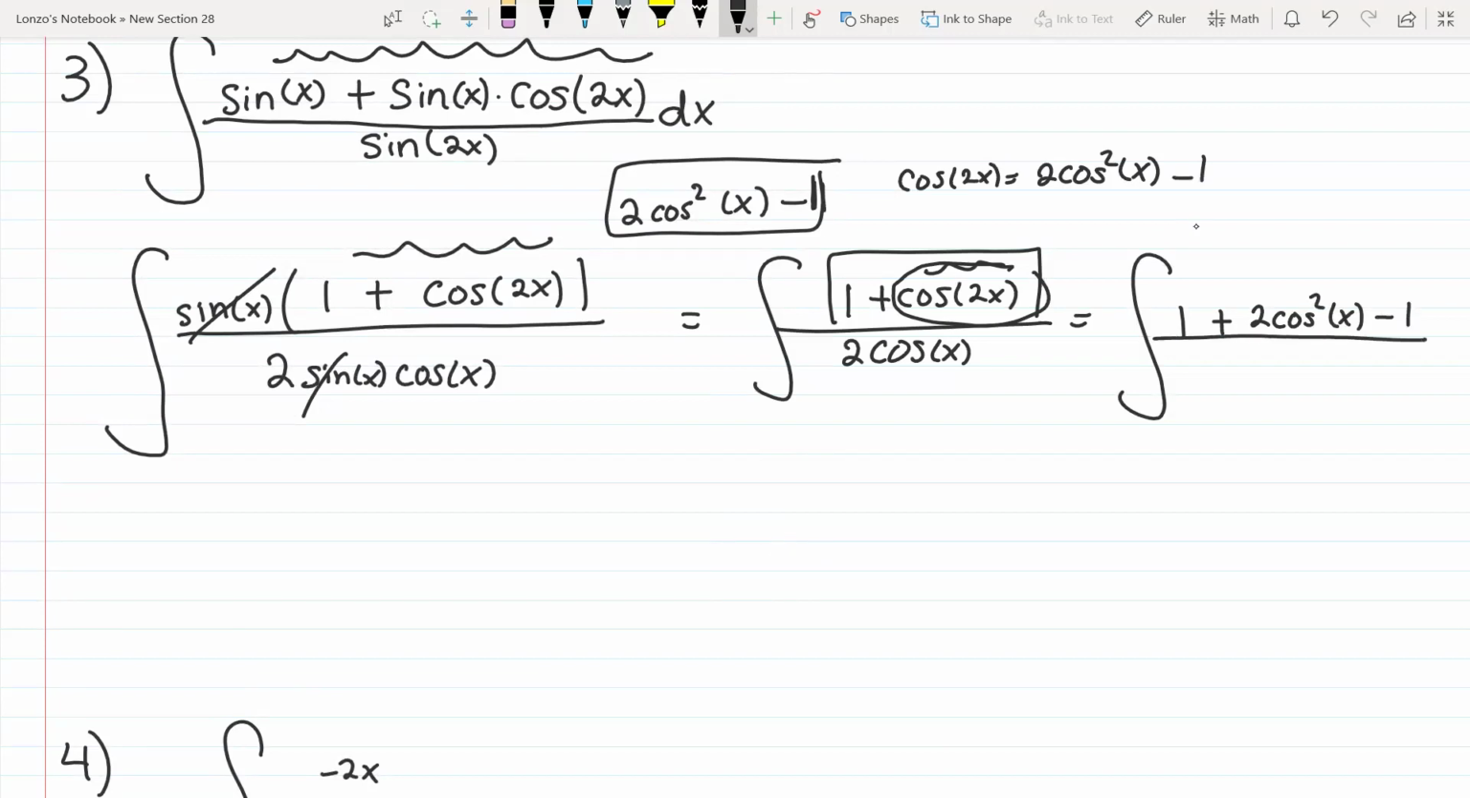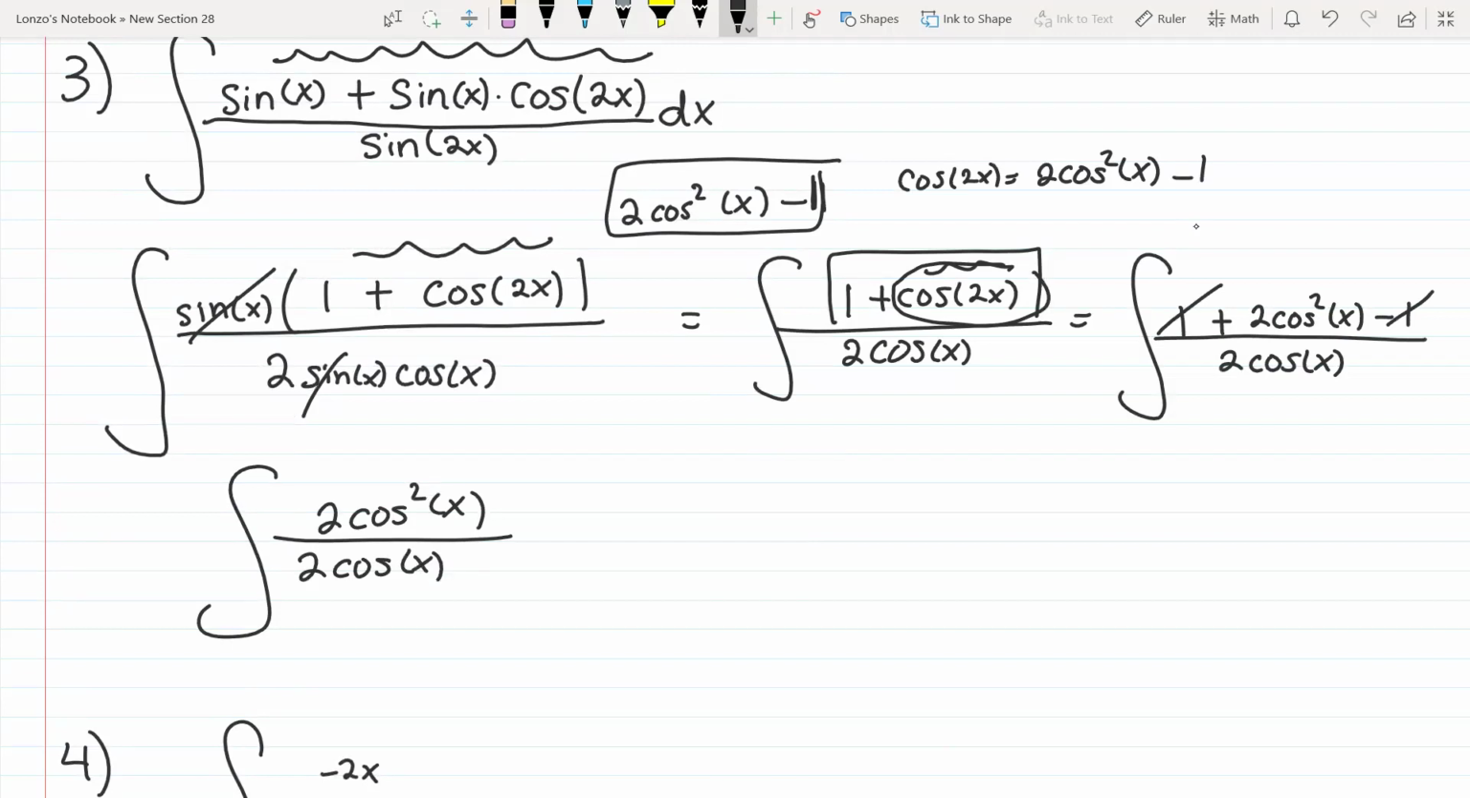And then it's all over 2 cosine x. Okay, clean it up. So on the top, what do you see that cancels? The ones. So you're left with 2 cosine square of x all over 2 cosine of x, and then you have a dx. And what cancels? The 2's. And then this cosine x just becomes a 1. So it's basically the integration of cosine x dx, and that was just sin x.